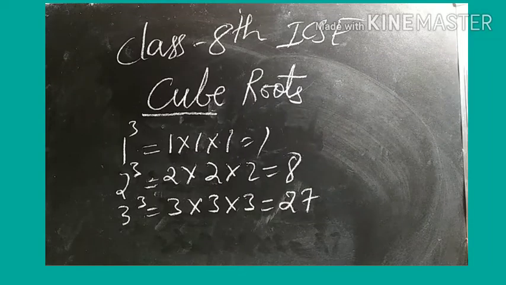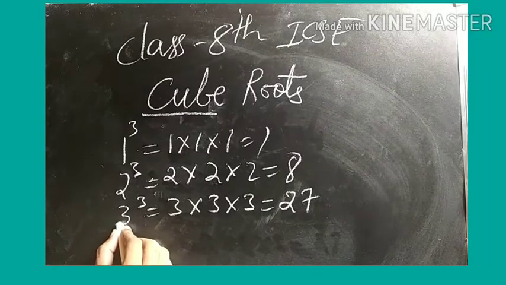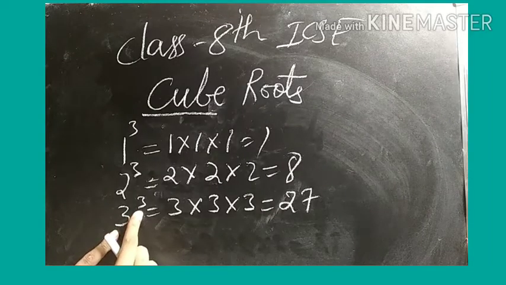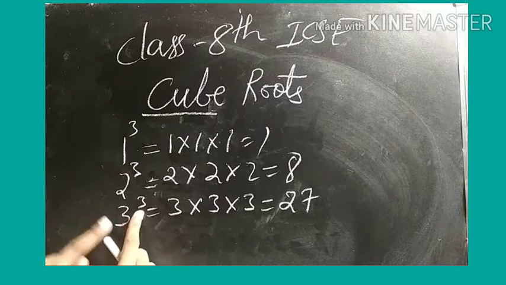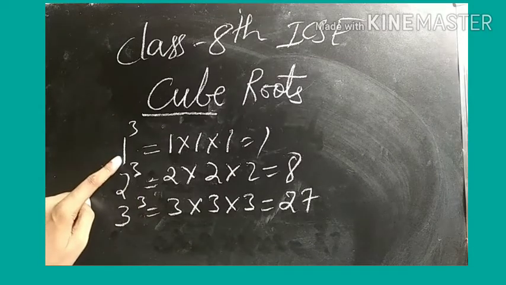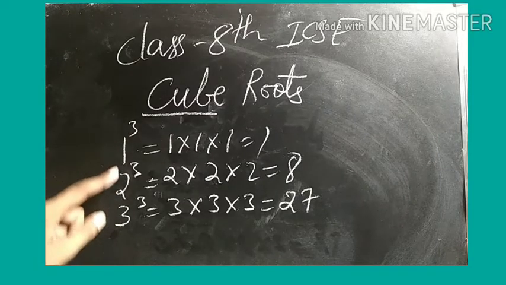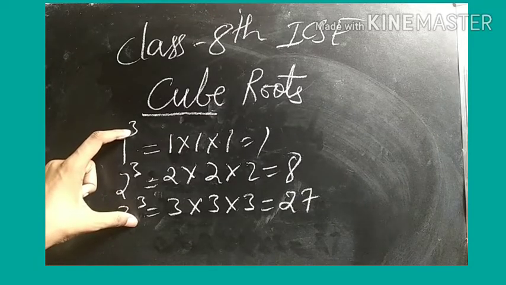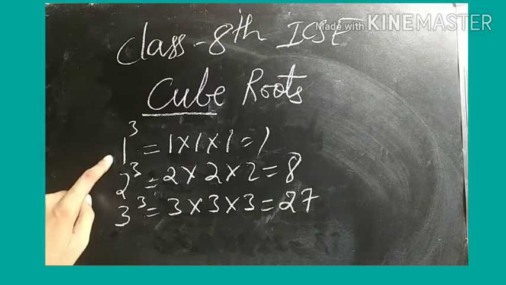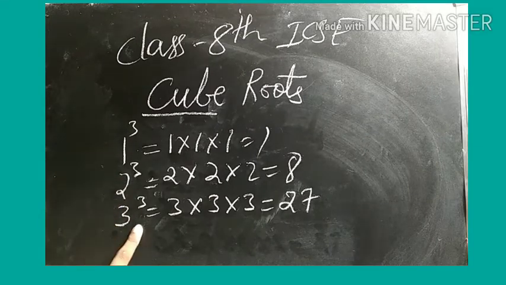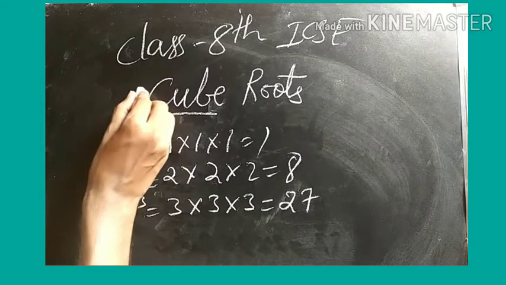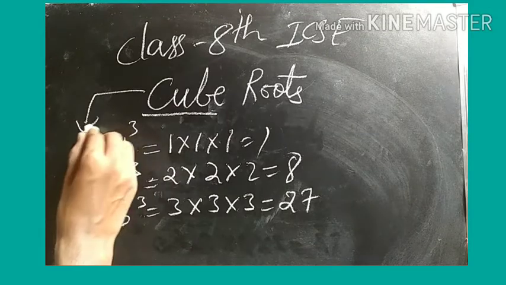Now one thing you have to notice: when we multiply the number 3 three times, the number 2 three times, and the number 1 three times, we are multiplying all these numbers with the common exponent or common power, that is 3. 1 cube, 2 cube, 3 cube.